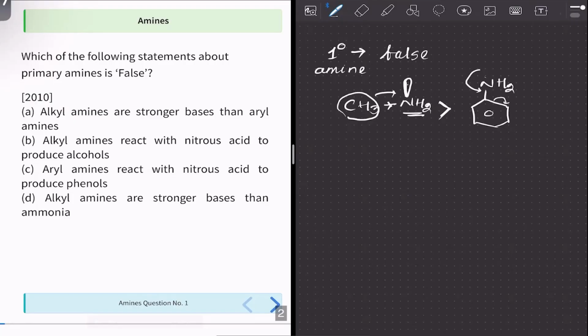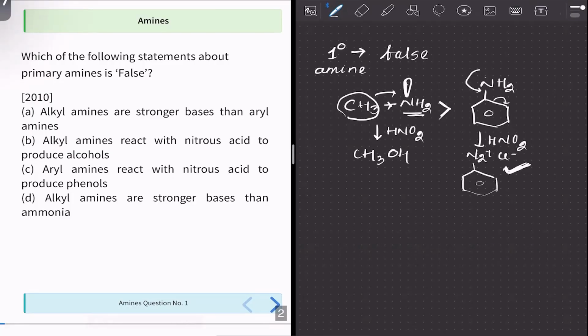Alkyl amines react with nitrous acid to produce alcohols. Yes, alkyl amine will react with nitrous acid to produce alcohol, but aryl amine will react with nitrous acid to give benzene diazonium salt. Aryl amines react with nitrous acid to produce phenols. It is false. It will produce benzene diazonium salt. So the false statement is option C.